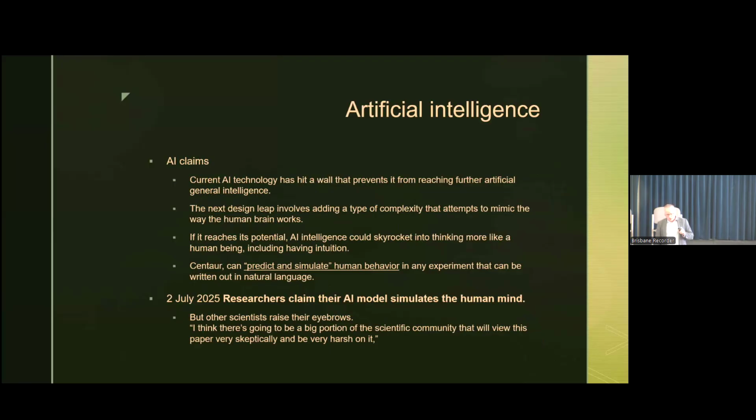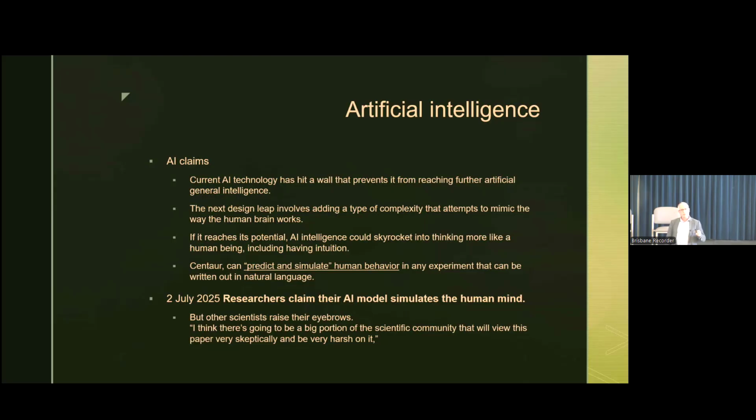The next design leap would involve a complexity that attempts to mimic the way that the human brain thinks. So it can actually take data, it can actually take things and rearrange that to form an answer, so it can think in some respects. Can't apply things like morals or anything like that, but it can think.